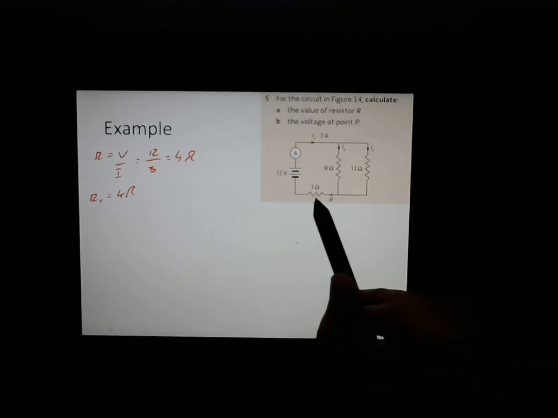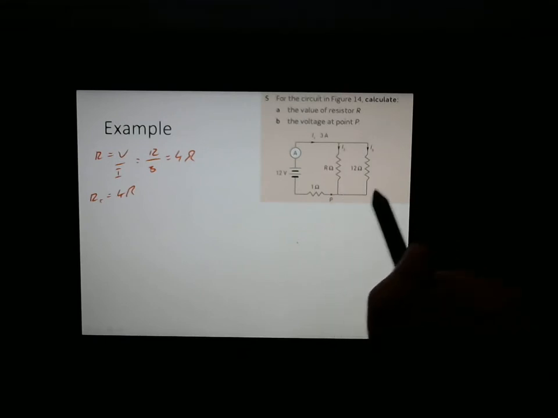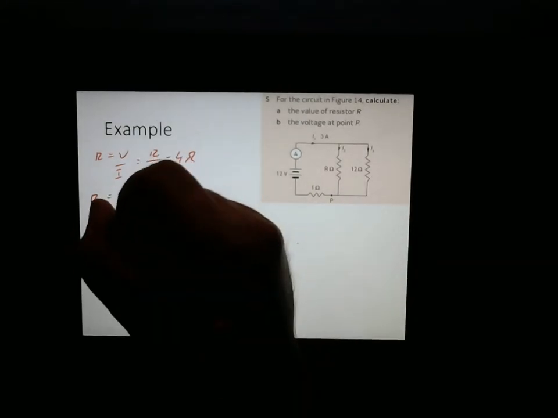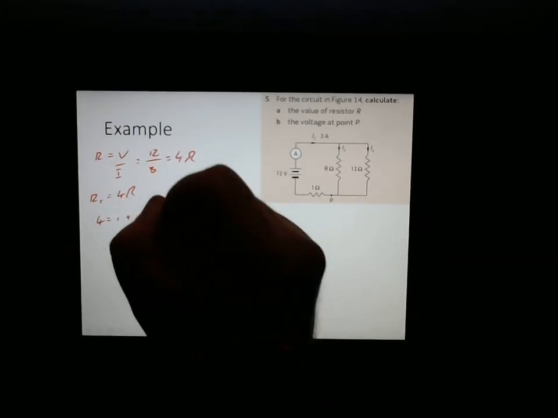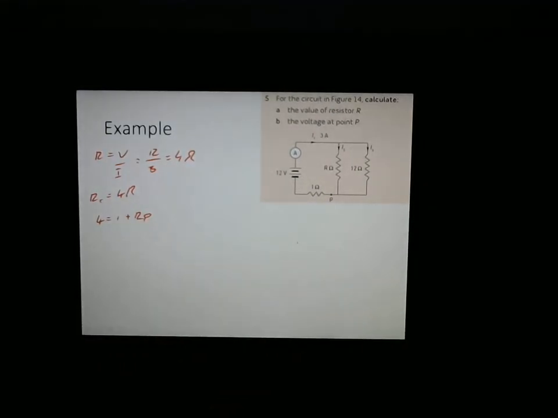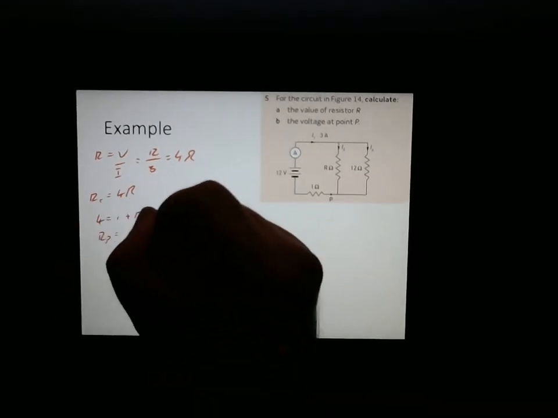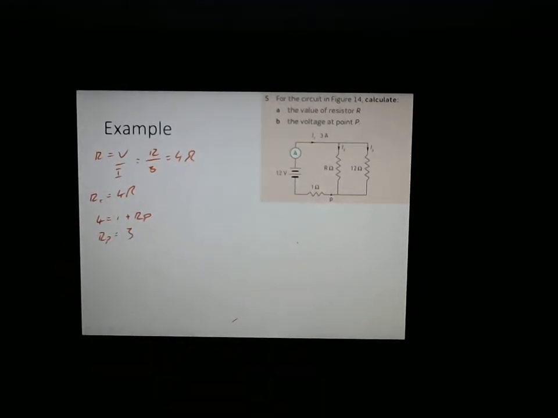Now we have a 1 ohm in series with this parallel component. We're just going to call that R. We don't know what that is. So 4 equals 1 plus RP, for R parallel. So that means parallel must equal 3. Okay.